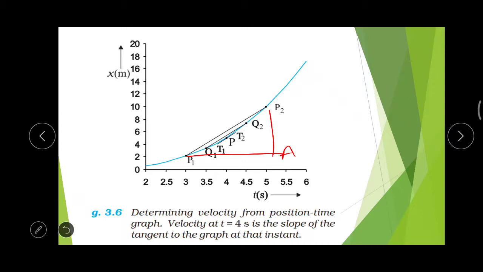Now P1 and P2. Now we are just reducing the duration of time. That means in P1 and P2, P1 is almost at 3 and P2 is almost at 5. So the delta t was equal to 2. Now we are just considering the delta t as one. Okay, for that we are considering 2 points q1 and q2. q1 is at the time 3.5 and q2 is at the time 4.5. We are just reducing the delta t value.